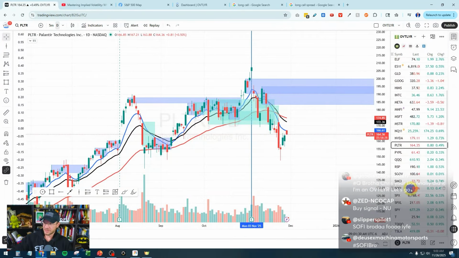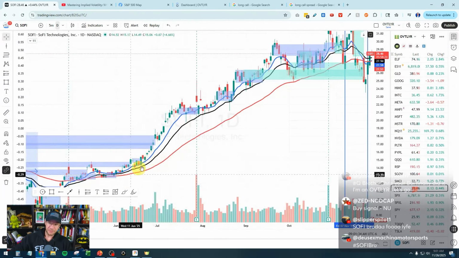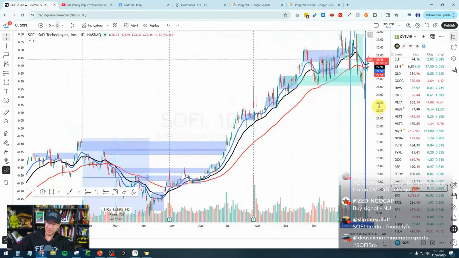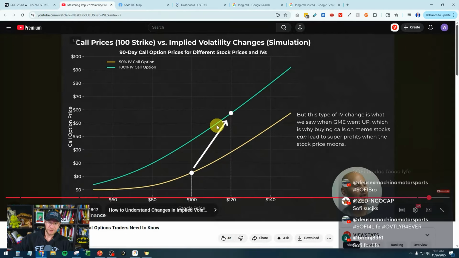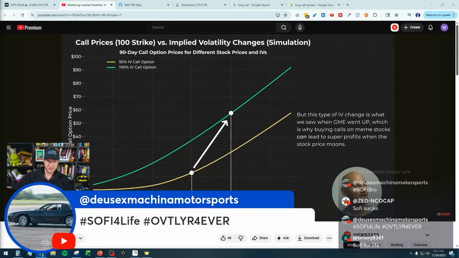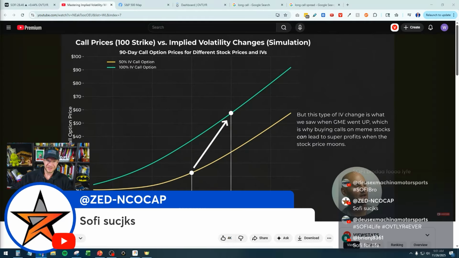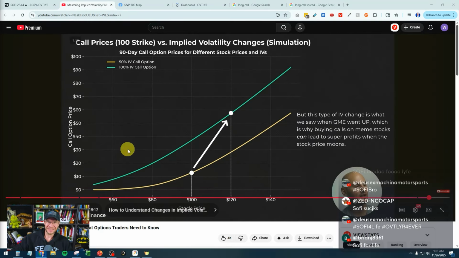But anyway, even though it's a meme stock, one of the reasons why, if you buy a meme stock as the meme stock is memeing, one of the reasons why you do so well on the options, SoFi bro for life, SoFi forever. That's right. SoFi doesn't suck. You suck. Sorry, Ned. I'm just joking around. SoFi bros. Yeah, exactly. One of the reasons why you do so well is because the uncertainty grows.